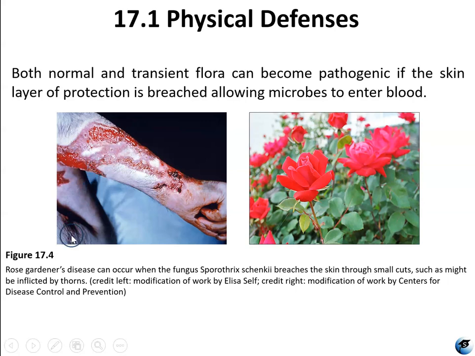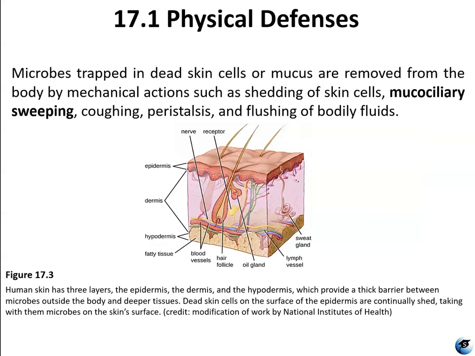This is Rose Gardner's disease. It's a rather gnarly case of Rose Gardner's disease. This occurs when the fungus named Sporothrix schenckii breaches the skin through small cuts, and they call it Rose Gardner's disease because they discovered it from people that were growing roses and their skin was getting cut by thorns. And then the fungus got in there and caused this really nasty infection.